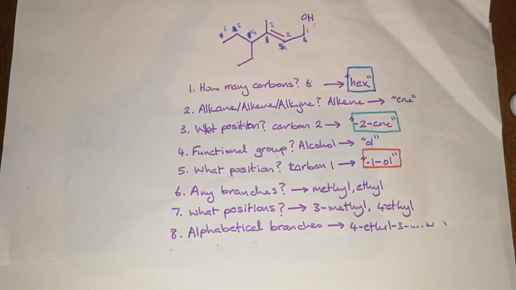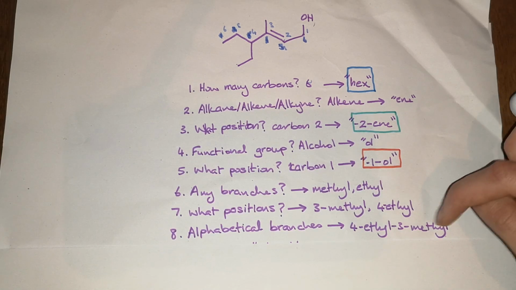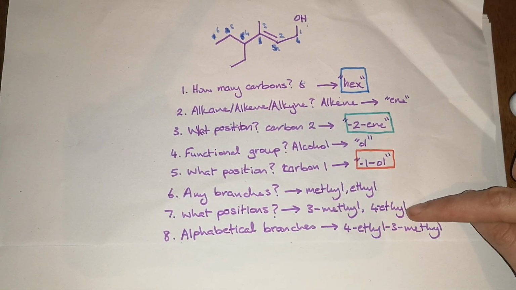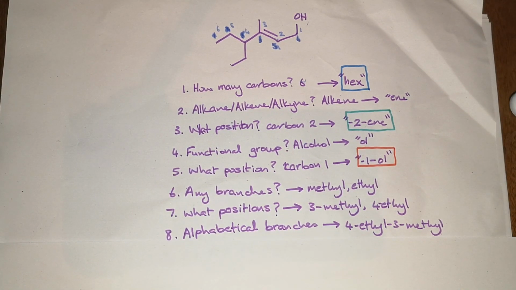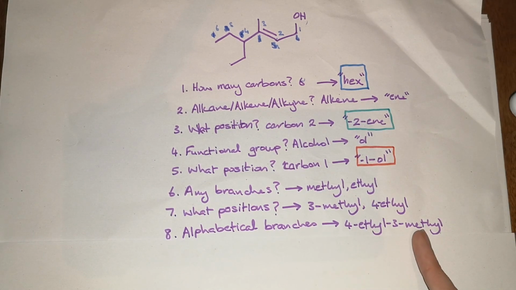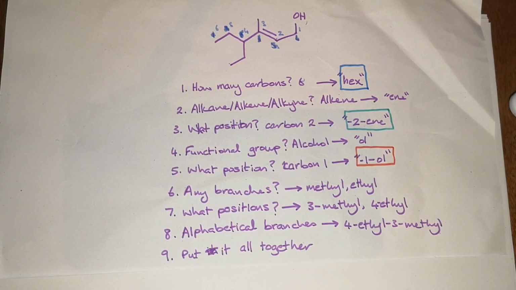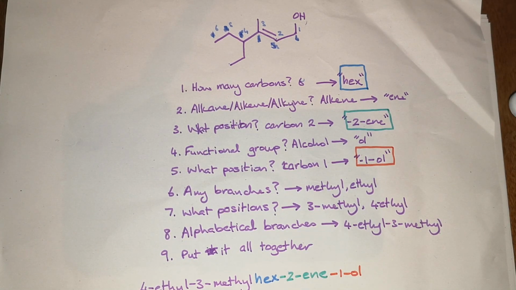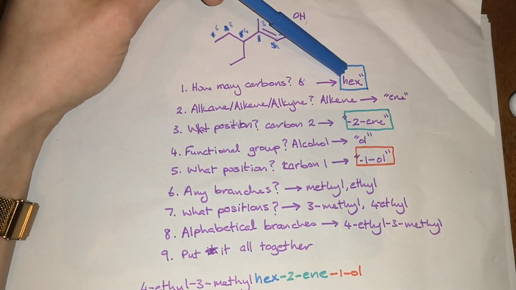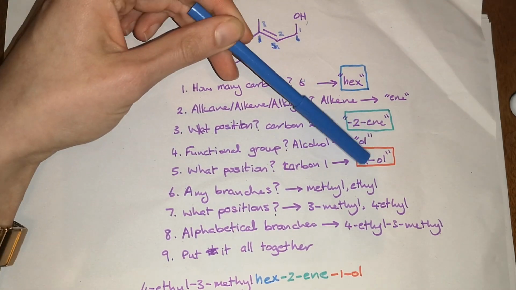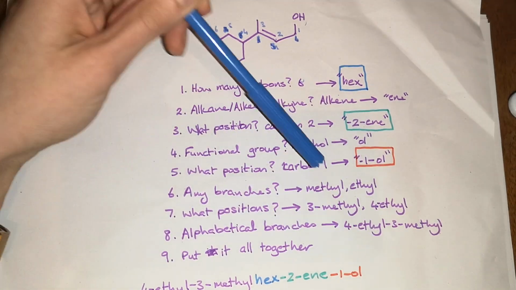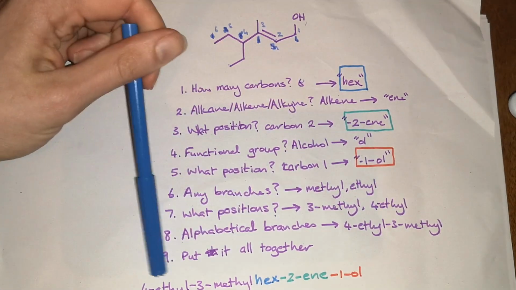So then, same as before, you have to put them in alphabetical order, okay? So even though numerically the methyl group comes first and then the ethyl group, it's important, as I said before, that all of the branches need to be in alphabetical order. So it's going to be 4-ethyl, 3-methyl. So then you put all those bits of information together, okay? So first of all, you start with your hex. Then you have 2-en-1-ol, so hex-2-en-1-ol, and then you have 4-ethyl, 3-methyl, okay?